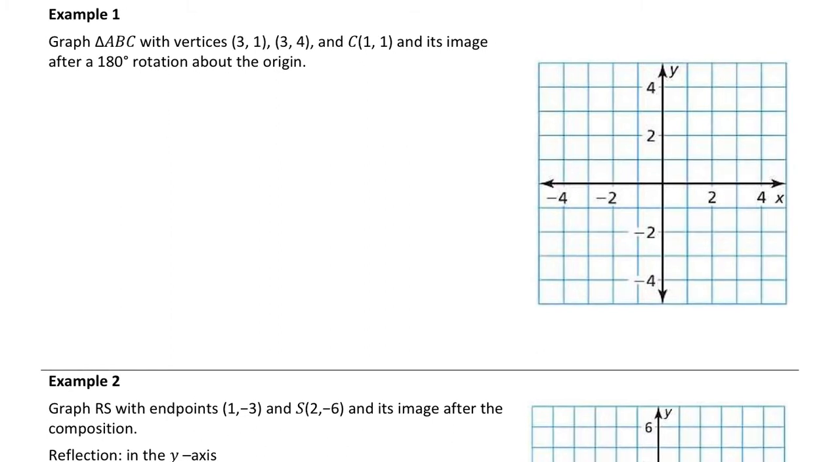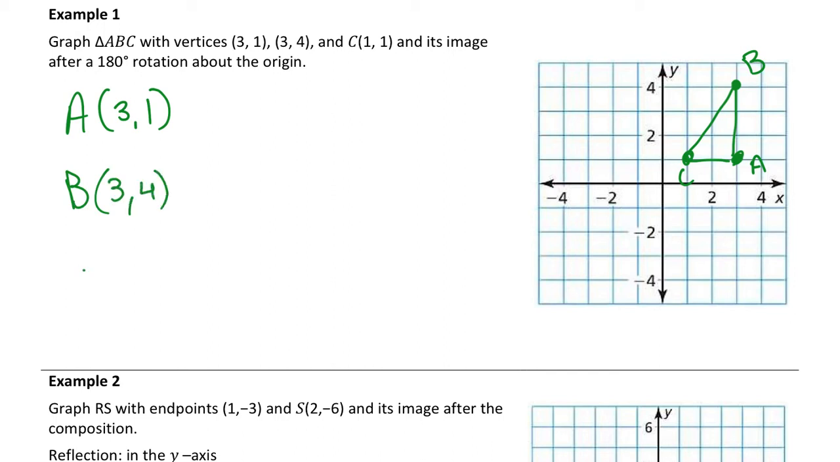I'd like to always start by graphing the pre-image first, so we can label this however we want. I should have labeled these, but the point that's 3, 1 is A, 3, 4 is B, 1, 1 is C. Since the rules are going to be very important, A is 3, 1, B is 3, 4, and C is 1, 1. And I want us to understand what a 180-degree rotation does.